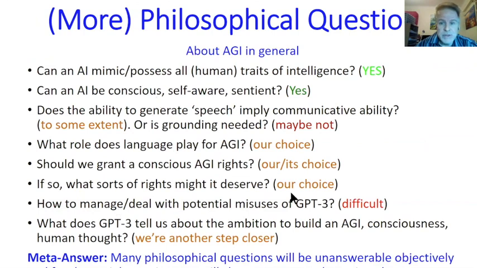Yeah, lots of other philosophical questions you could ask about AGI. I will not go into that. Many of these hard questions, that would be my meta answer, and maybe we can discuss it later. I think many of the philosophical questions will be unanswerable forever, objectively, and many of the social questions we will probably just choose whatever suits us best in the end.